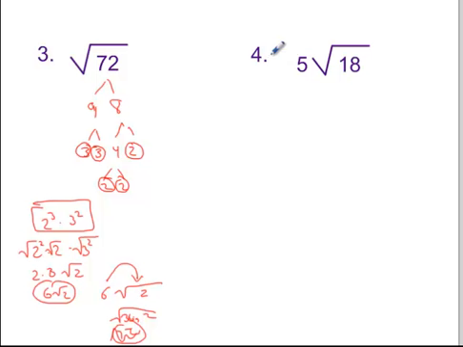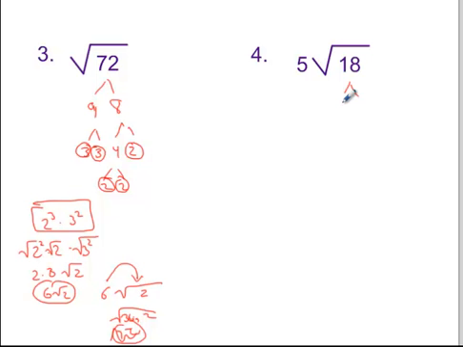Now, 4 looks a little bit more complicated. There's a number on the outside. What do you do with it? Well, not much really. It's just like over here when you had two numbers that came outside of the radical, they multiplied each other. Whatever comes out of this radical will multiply the 5.